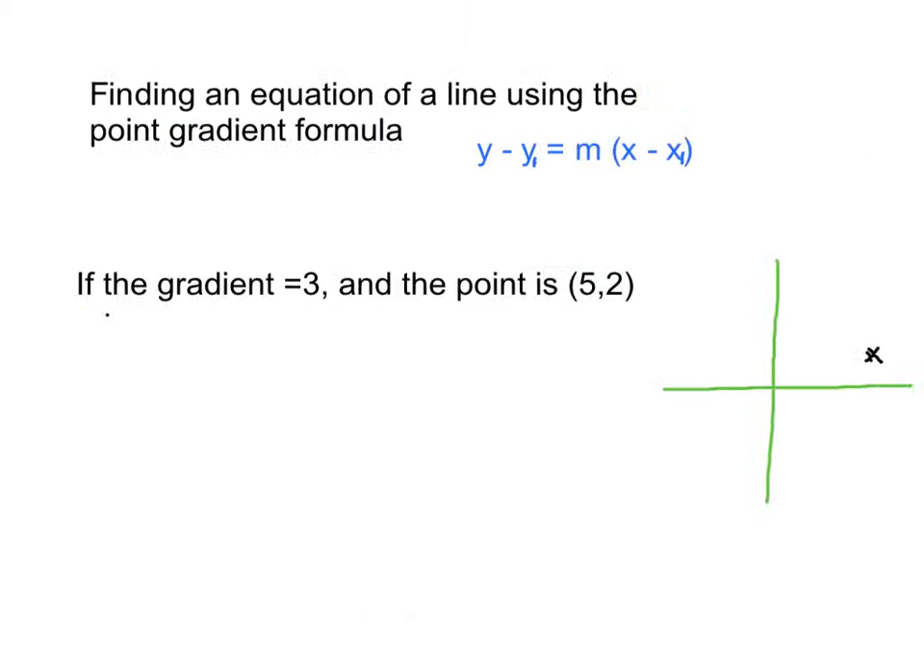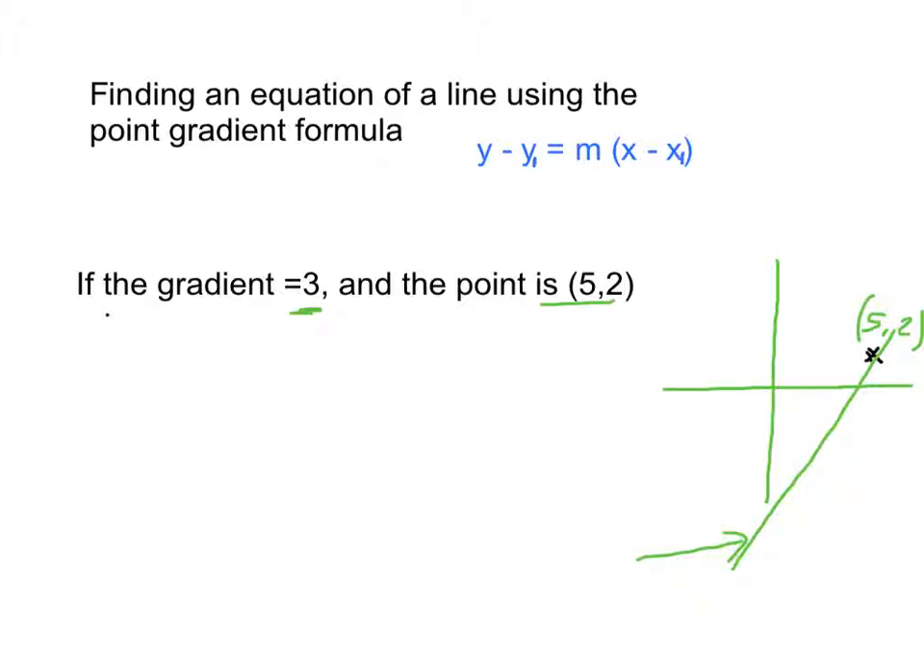Okay, let's look at this. First of all, this blue formula is the point gradient formula, which you're given in the formula sheet. And we're trying to find the equation of a line. The gradient is 3 and the point is 5, 2. So if I have this point here and it has a gradient of 3, so that's quite steep there, I need to find what's the equation of that line. So I use this formula here.